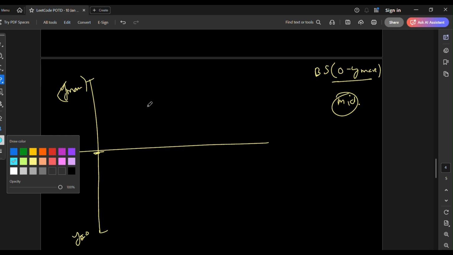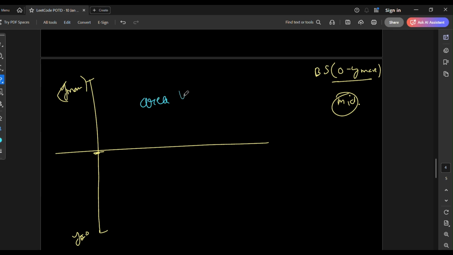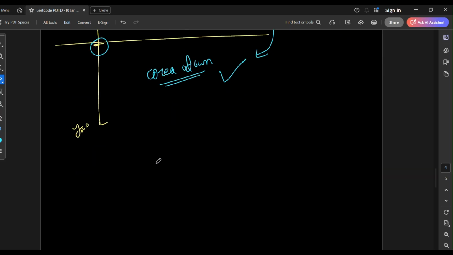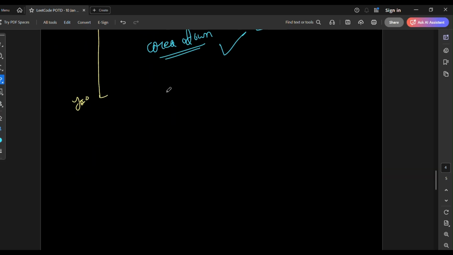I will find the area upward, and I will find the area downward, and I will check if these two areas are equal. Then this is our line. That's it. So what I will do is, first we have done binary search, so our steps will be something like this.